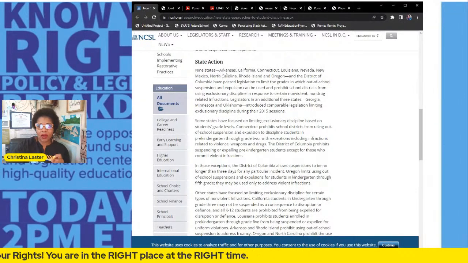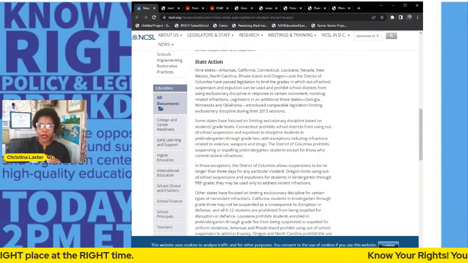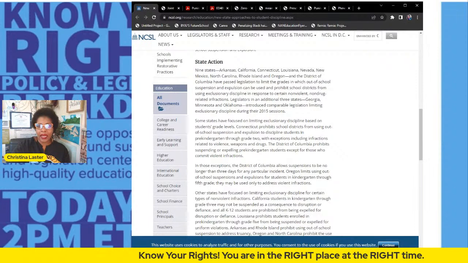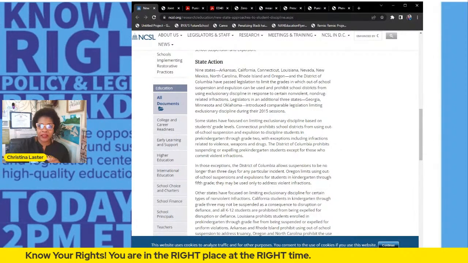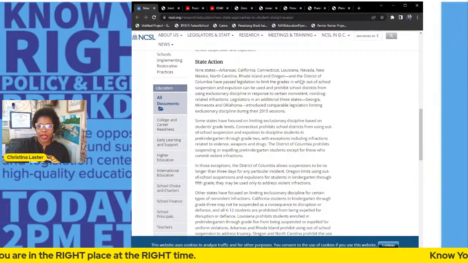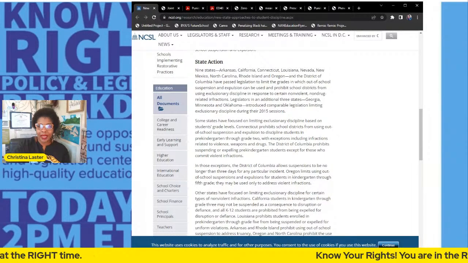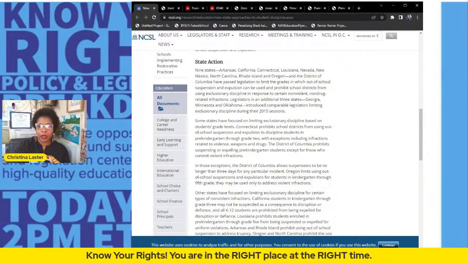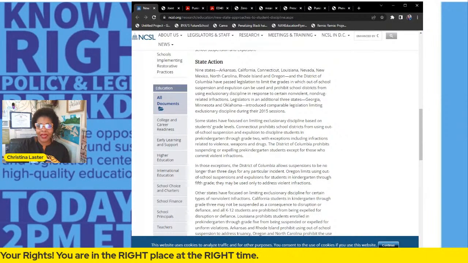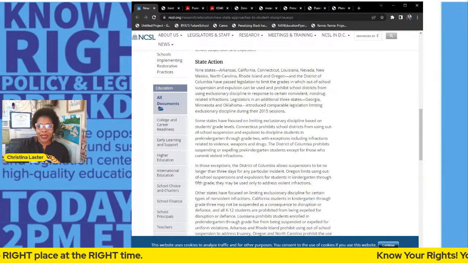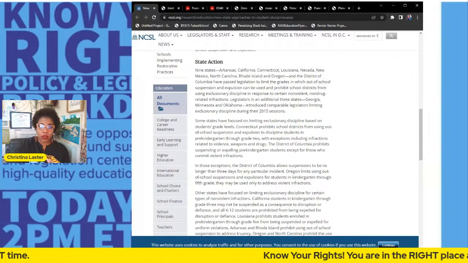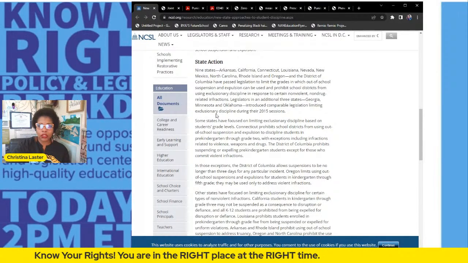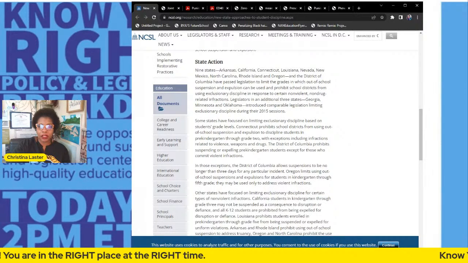So 9 states: Arkansas, California, Connecticut, Louisiana, Nevada, New Mexico, North Carolina, Rhode Island, and Oregon, and the District of Columbia have passed legislation to limit the grades in which out-of-school suspension and expulsion can be used and prohibit school districts from using exclusionary discipline in response to certain nonviolent, non-drug-related infractions. Legislators in an additional 3 states, Georgia, Minnesota, and Oklahoma, introduced comparable legislation limiting exclusionary discipline during their 2015 session.